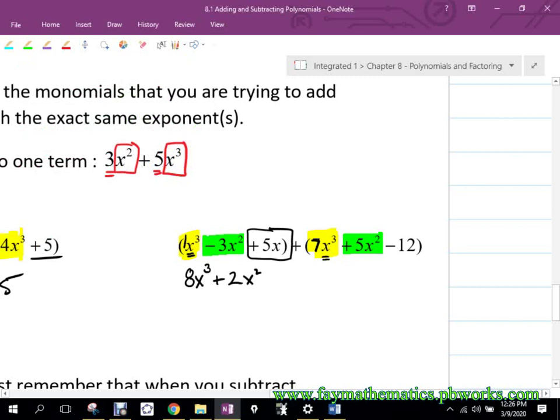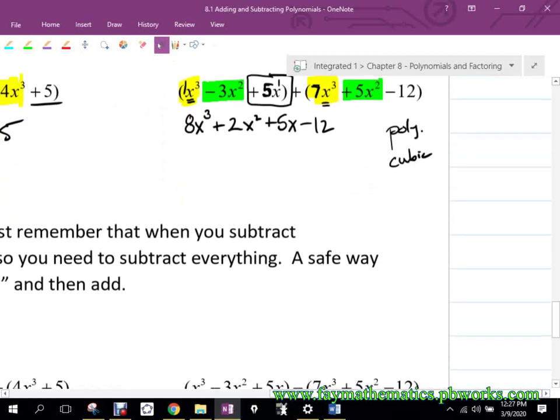Well, you have only one term that has just x to the first, right? But this tells you you have 5 of them, because that 5 doesn't merge with anything, right? And then minus 12. Okay? So today we call this a polynomial. It's degree 3, so we'd call it cubic. A lot of times we'll call it a cubic polynomial. They're in order.